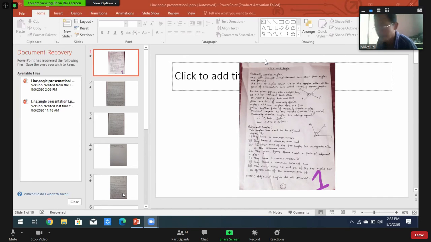Angle 7 is not equal to angle 3. Corresponding angles are also not equal. Only if they are formed with the parallel lines, corresponding angles are equal. Alternate angles are equal. Sum of the co-interior angles is 180 degrees or two right angles. Remember. Okay, now next.